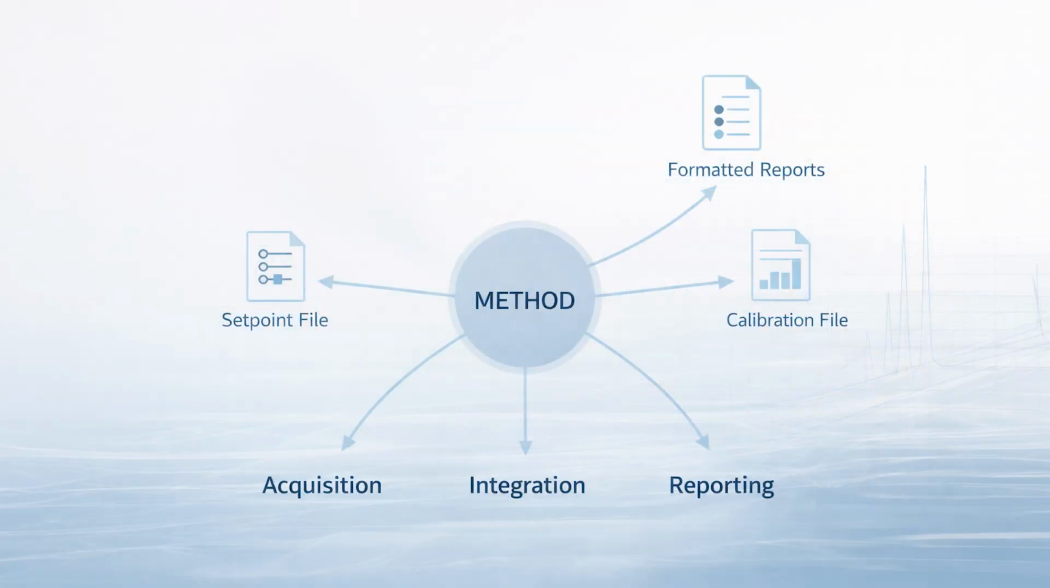A method file is modular. It references separate files stored independently on disk. Calibration exists as its own file. Instrument control setpoints, if used, exist as their own file. Formatted reports are separate external files that the method references. This modular structure provides flexibility. You can update a calibration file without modifying the method itself. You can standardize report formats across multiple methods. You can reuse instrument control definitions across workflows. However, this also means that multiple linked files must be managed correctly.